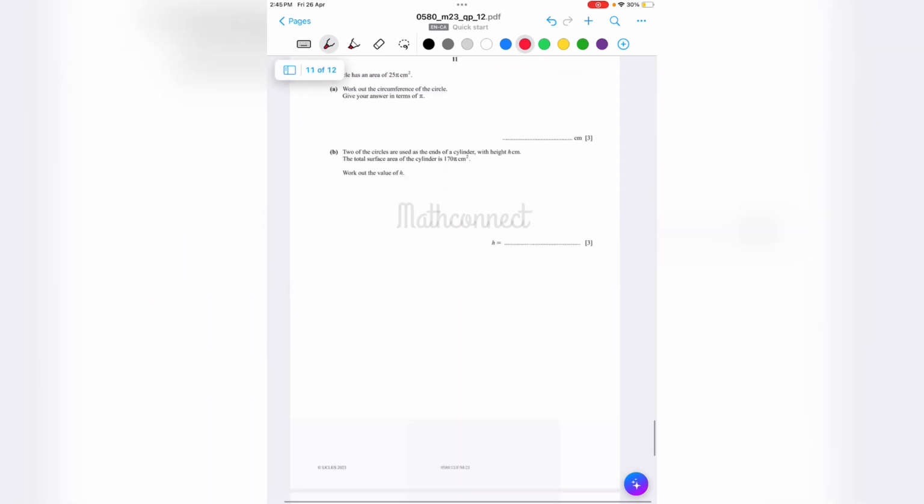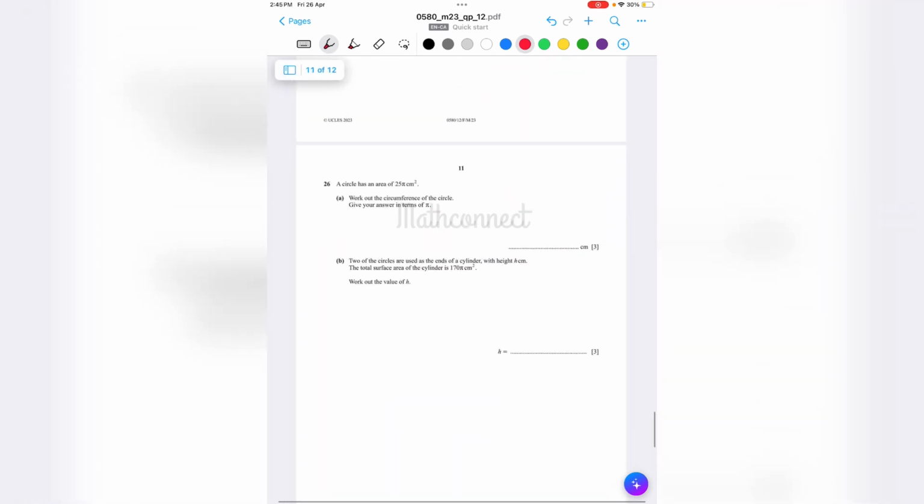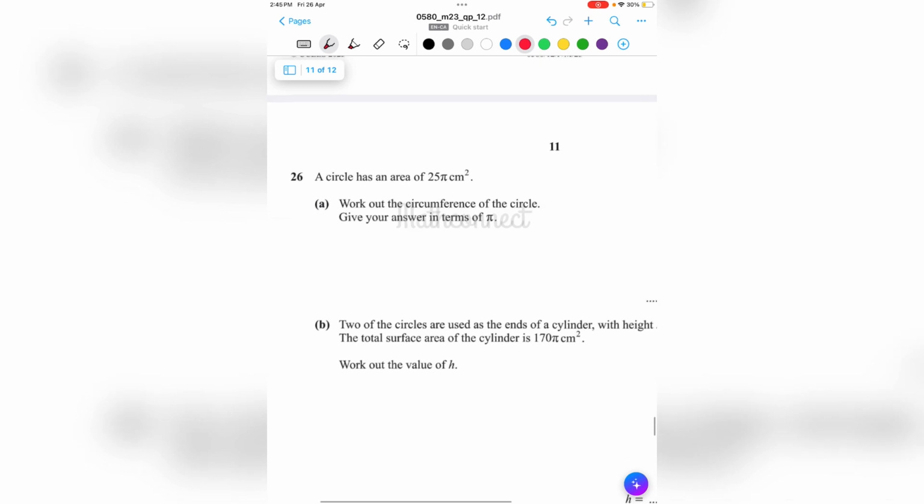Let's move on to the last question, 26. A circle has an area of 25 pi centimeter square. Work out the circumference of the circle. Give your answer in terms of pi. So the area of the circle is given. We need to find the circumference.